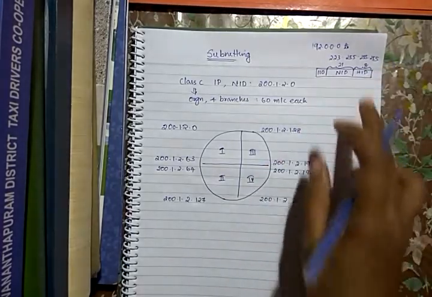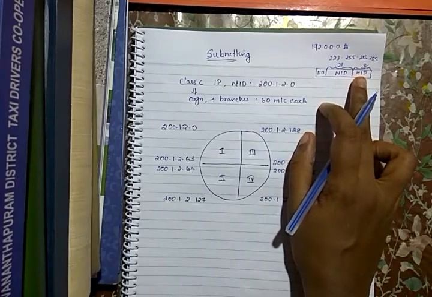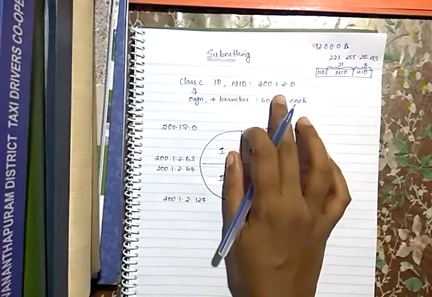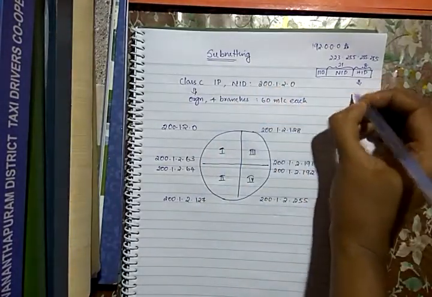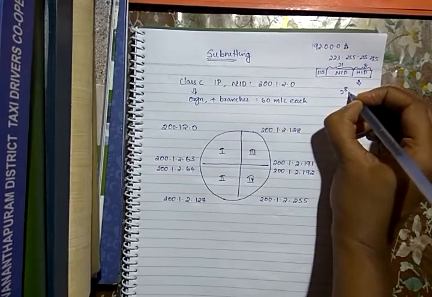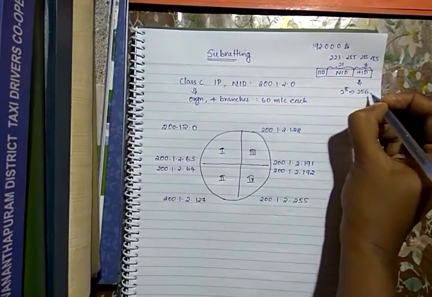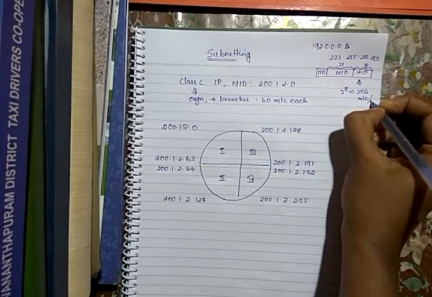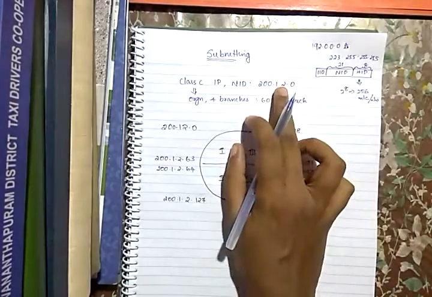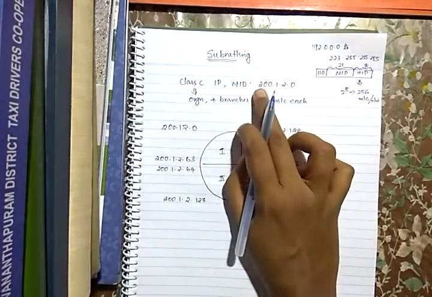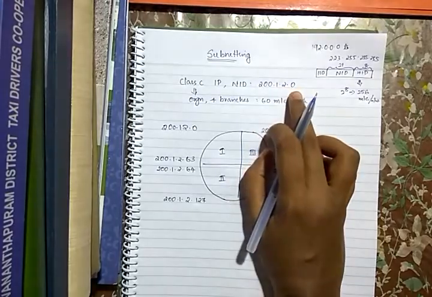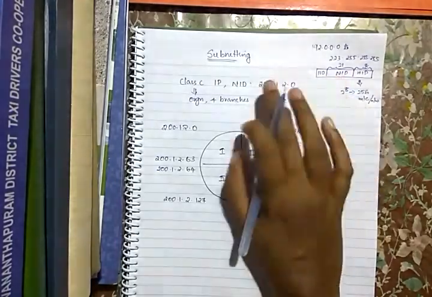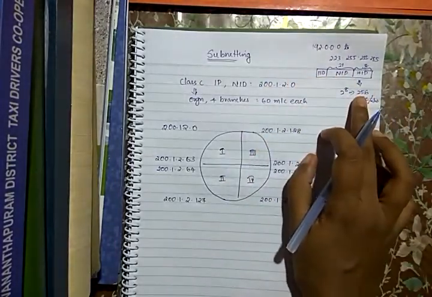Now, as 8 bits are given to identify a particular host, how many such machines are possible within a class C IP address? Using 8 bits, you can have 2 raised to 8 combinations. That means 256 hosts or machines are possible per network. So within a class C IP address of the range 200.1.2.0, the organization which bought this IP address can make how many IP addresses? 256 IP addresses.